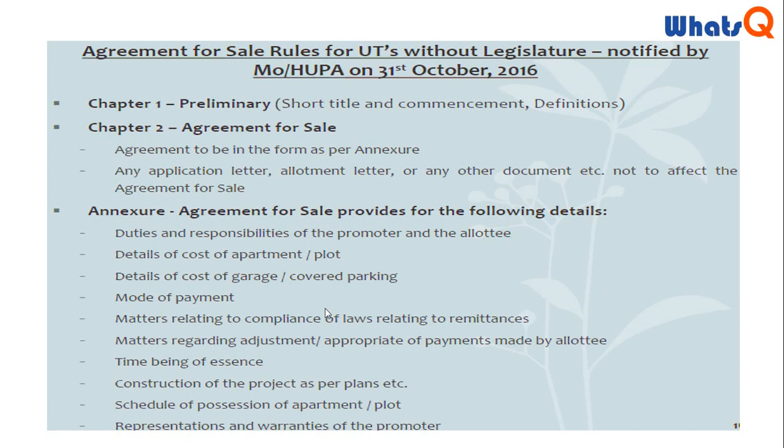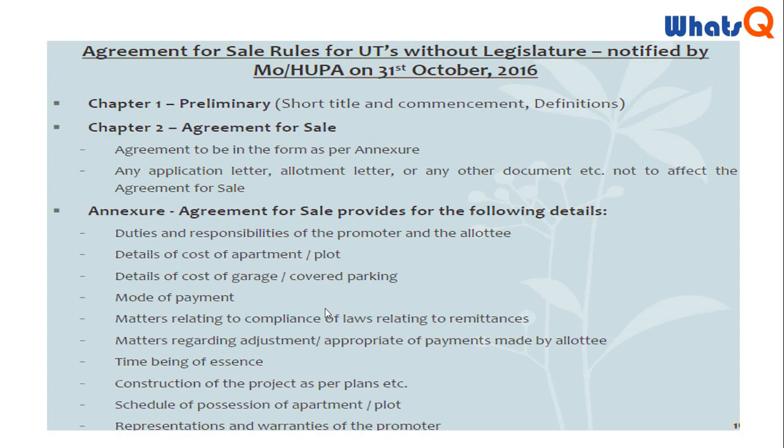The agreement for sale must provide for the duties and responsibilities of each and every person involved in the agreement, even the promoter and also the allottee. Allottee means a buyer, and promoter you can say a seller or a developer. Then the details of the cost of the apartment or plot should be mentioned in the agreement for sale, and the details of the cost of garage or covered parking, if any.